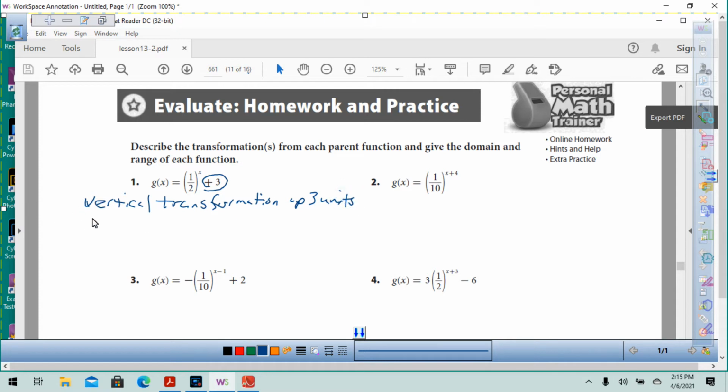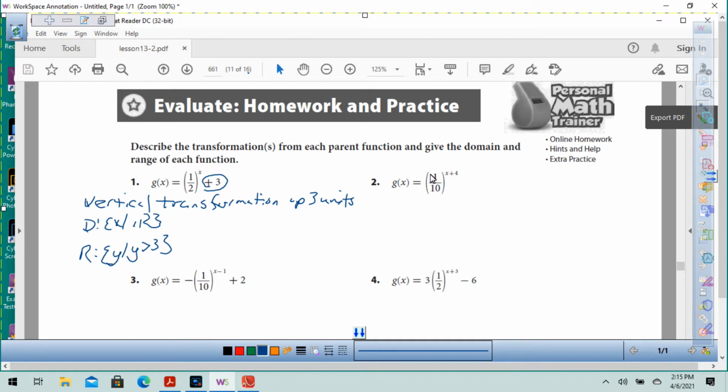Okay, and then let's see what else. Domain, the domain is going to be x such that x is all real numbers. And the range is going to be y such that y, I'm looking here, a is 1, which is positive, so it's going to be greater than, and k is 3, so it's going to be greater than 3.